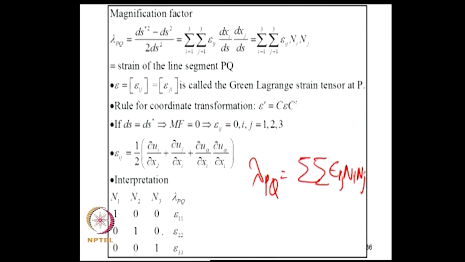Similarly, if you take 0 1 0, it is epsilon 2 2, that means a line segment along the y axis will get amplified by epsilon 2 2. Similarly, the line segment along the z axis gets amplified by this.